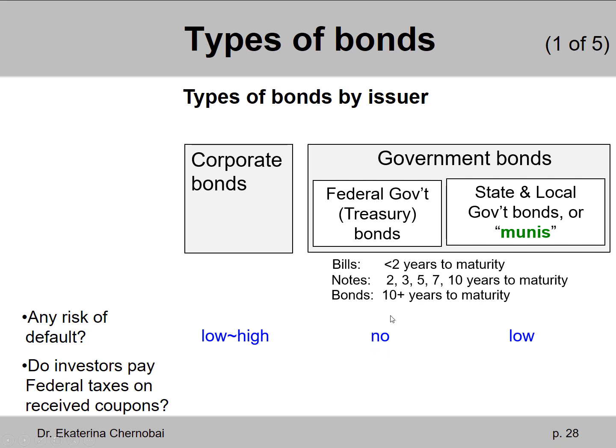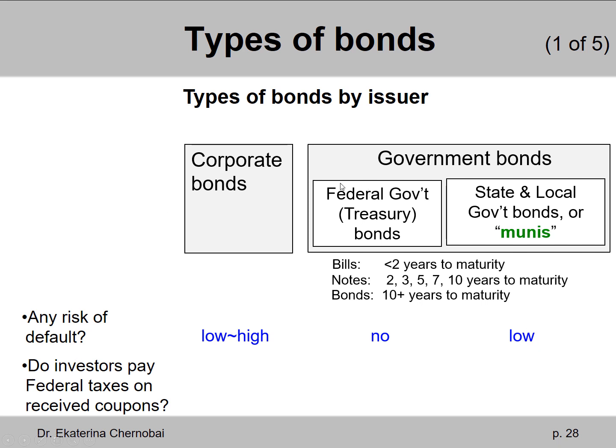In other words, you will get your coupon payments and the face value in the future. But if you buy local government bonds or state government bonds, there may be a chance that the state is out of money. The state budget is low, and you don't get your coupons, maybe not for a while.